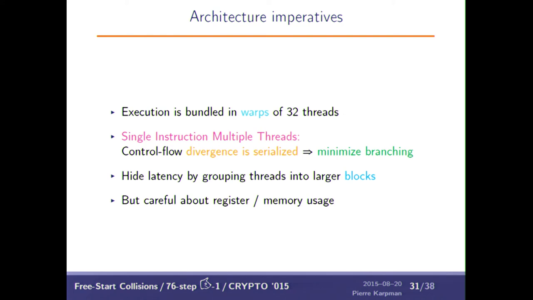So if I have a divergence in the control flow because I had an if, some conditional somewhere, basically everything is going to be serialized. The threads that follow this conditional will execute, and the ones that don't just shut down for a bit, and then they reactivate. Because of this, you really want to avoid branching, because at worst you lose a factor 32 of what you could have. And also, you tend to group threads in very big blocks to hide latency for many things.